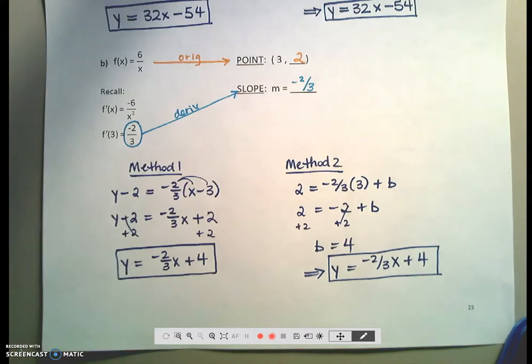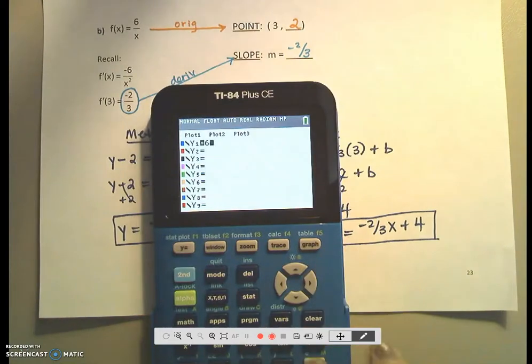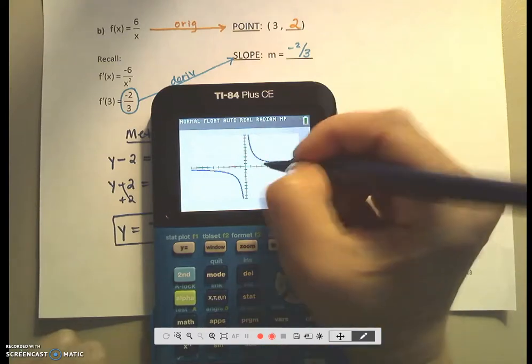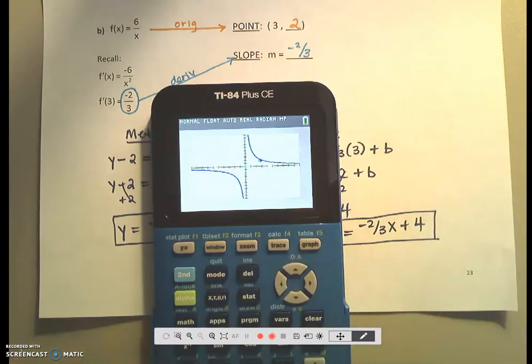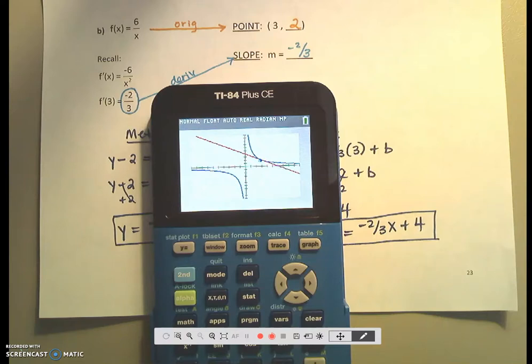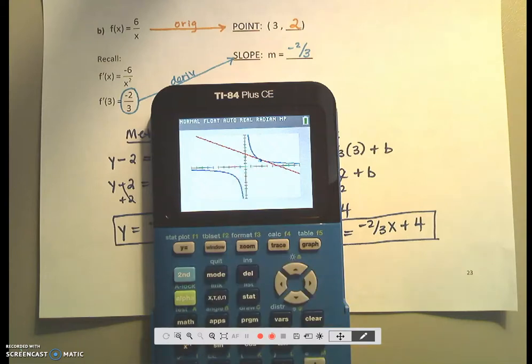Okay. Now let me draw this function, see if we can tell if our equation of our tangent line is correct. So let's see, it was 6 divided by x. Let's go to a standard window. All right, and right here at 3, that's where I want to see my tangent line come in. So my tangent line was negative 2/3 x plus 4. And bam, it hits it right there. Do you see that beautiful tangent line? It hits right at that one point, and it totally looks like a tangent line.